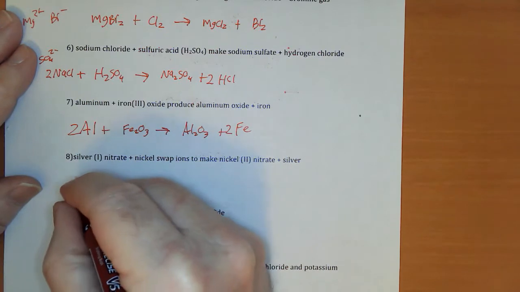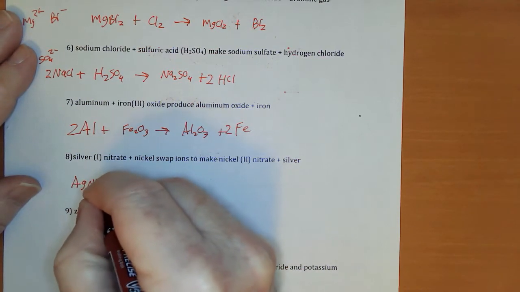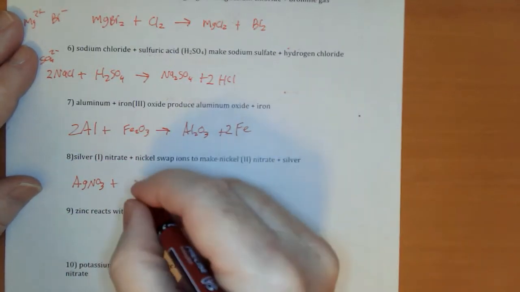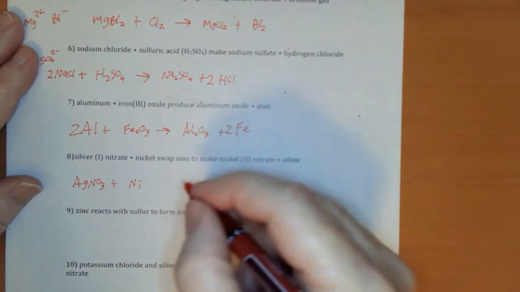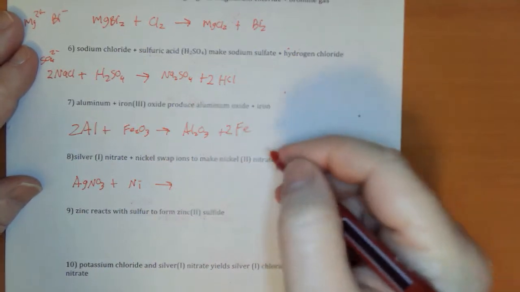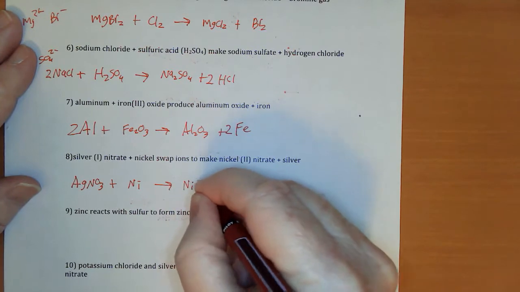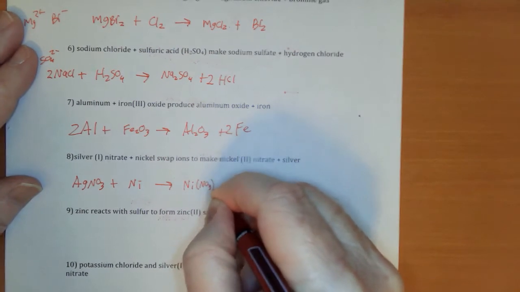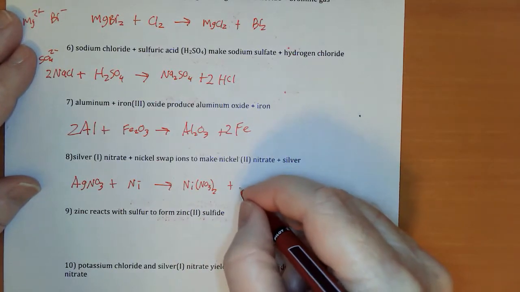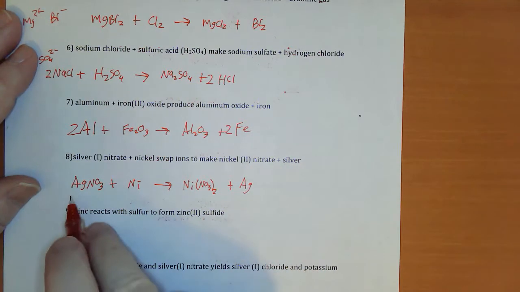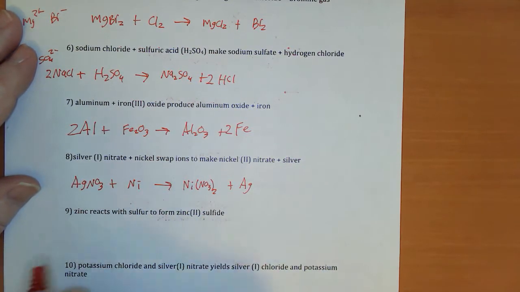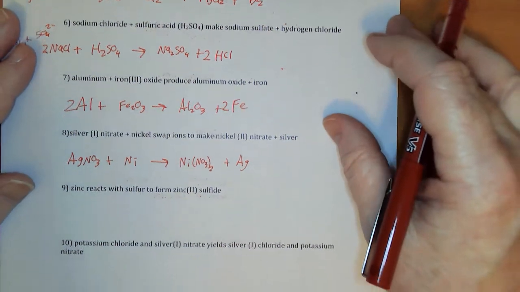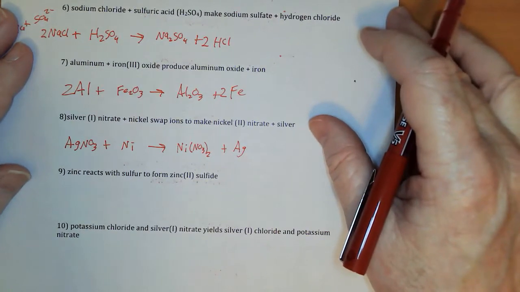Silver 1 nitrate, AgNO3, reacts with nickel, Ni, to make nickel 2 nitrate, Ni(NO3)2, and silver, Ag. The silver is changing its charge, and the nickel is changing its charge as this happens. That's called a redox reaction. We'll do a lot of those in the spring.